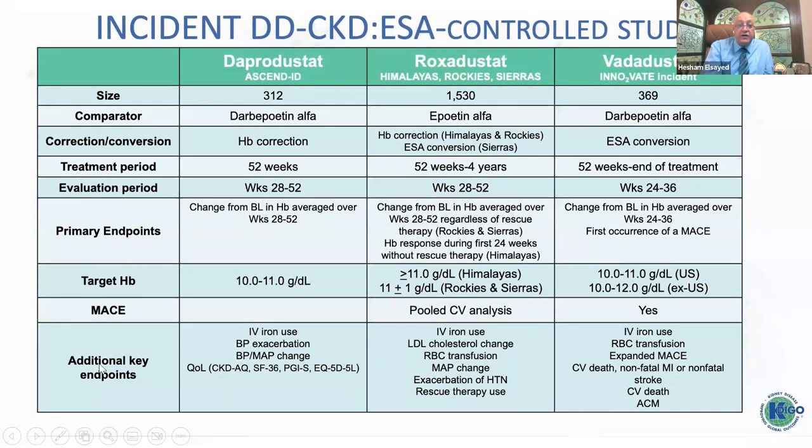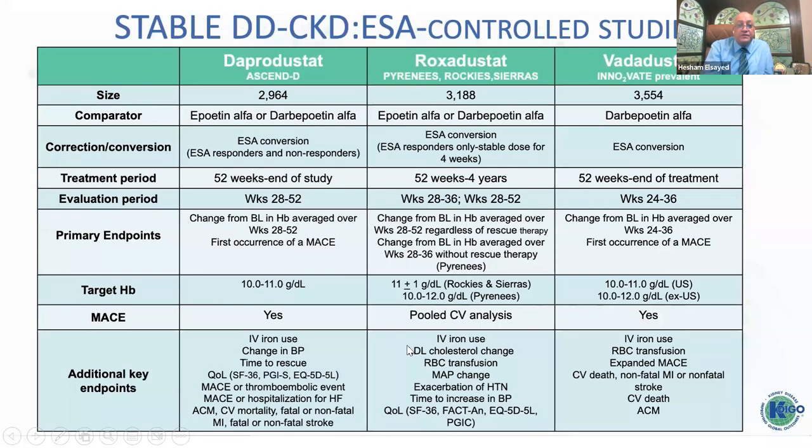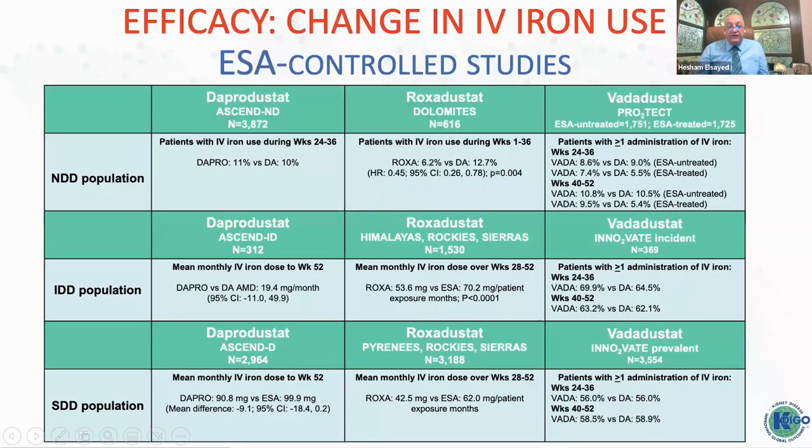The complications and adverse cardiovascular events are mostly equivalent for all groups. Additional endpoints are the same. We are looking for lower IV iron use. It decreases the LDL cholesterol. Arterial blood pressure changes, and exacerbation of hypertension is better. And for all of them, there is a beneficial effect in ESA resistant, inflammatory, high hepcidin level.